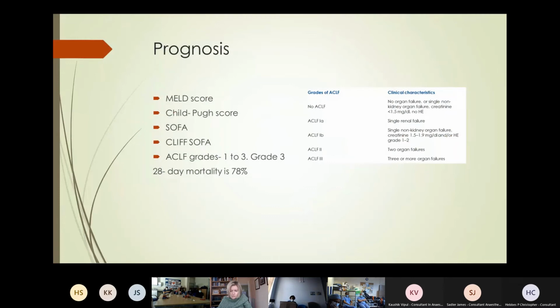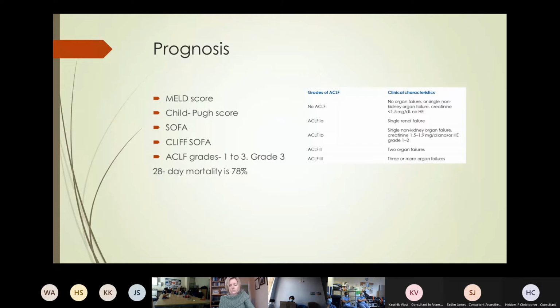What's the prognosis? There are very many scores that are being used in prognosis here. There's the MELD score, and now the MELD-sodium score, because hyponatremia has been associated with poor prognosis, so sodium has been added to that. There's the Child-Pugh score, and there are others like the SOFA score. The CLIF-SOFA is just a modification of the SOFA in cirrhosis.